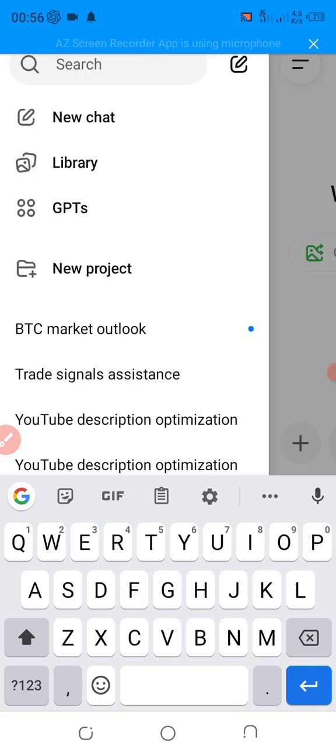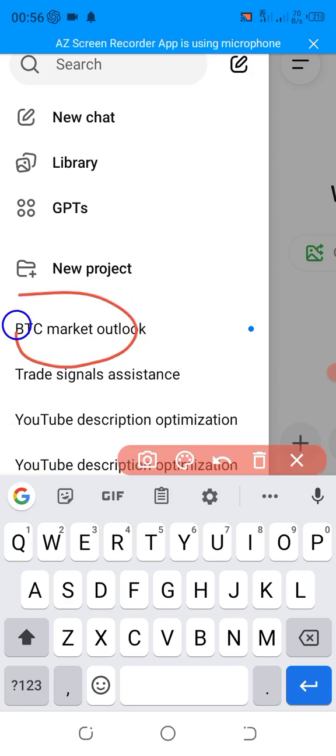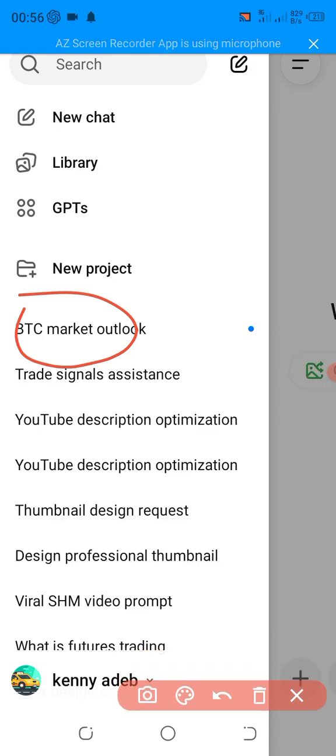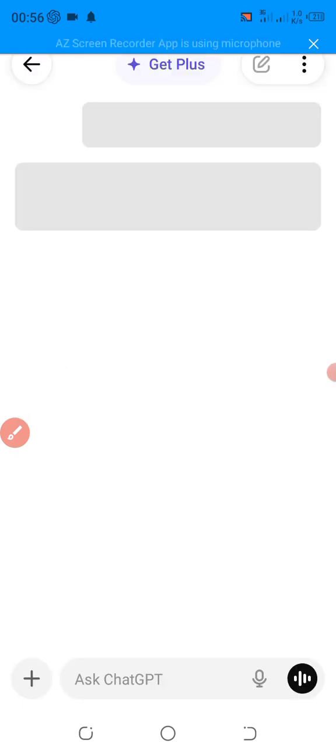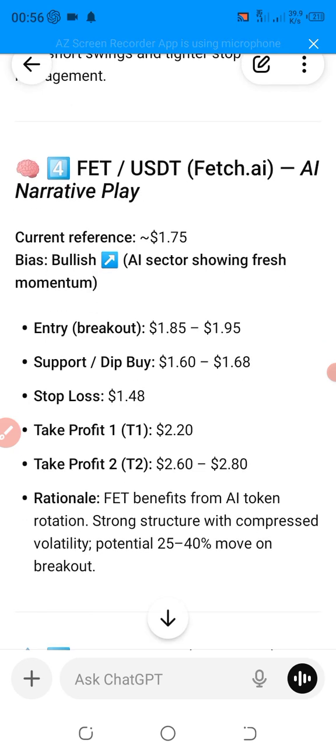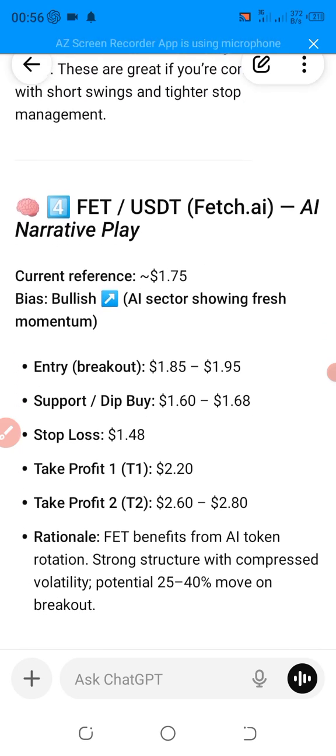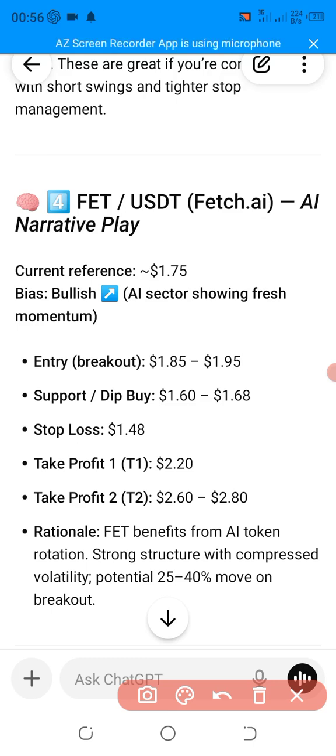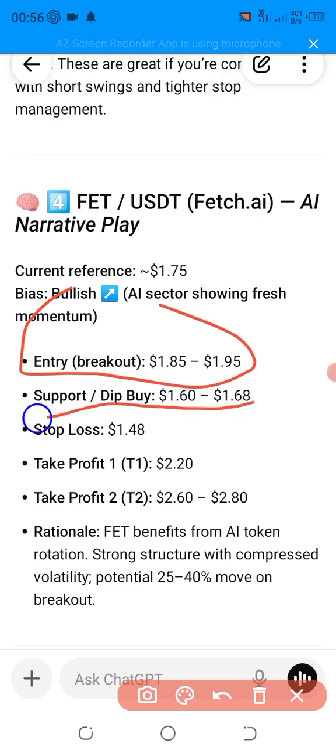Now this is the prompt I created, you can see. Let me show you. You can see, this is what I did recently that I was able to get. You can see that this is amazing. It will give you the entry. You can see it will give you everything broken down. It will give you the entry and the support. So this is the support level.